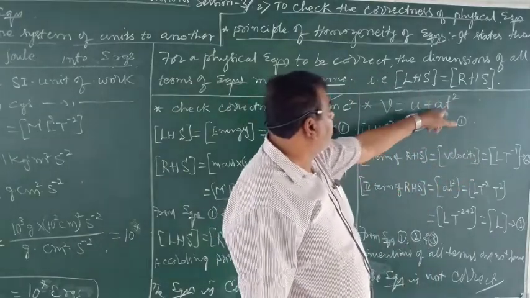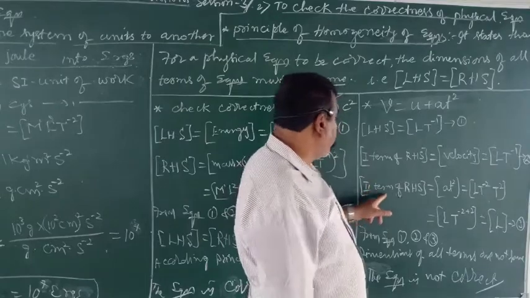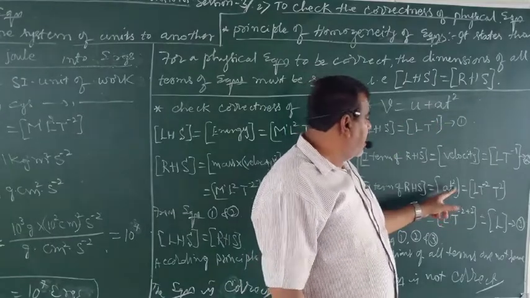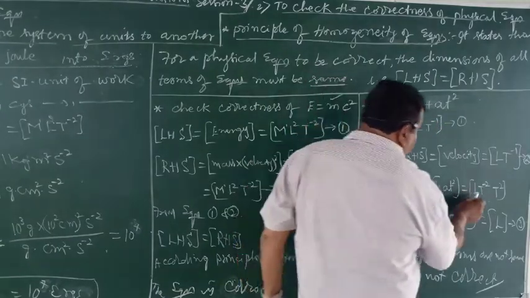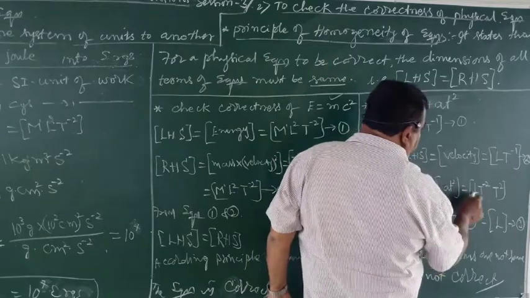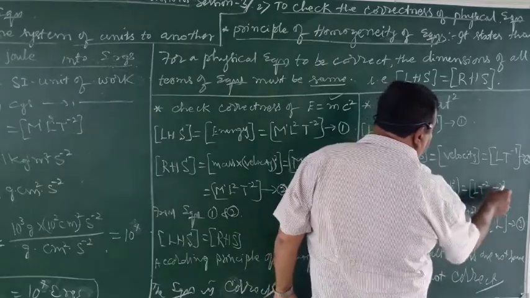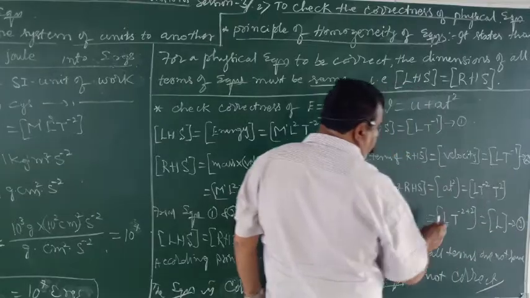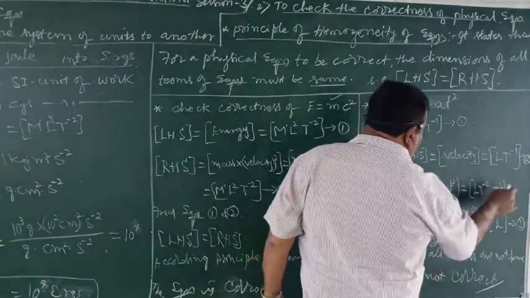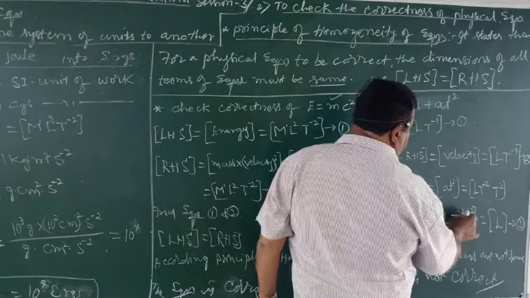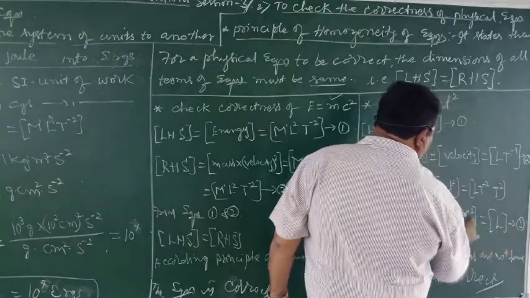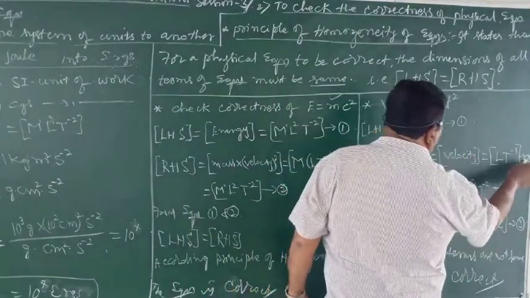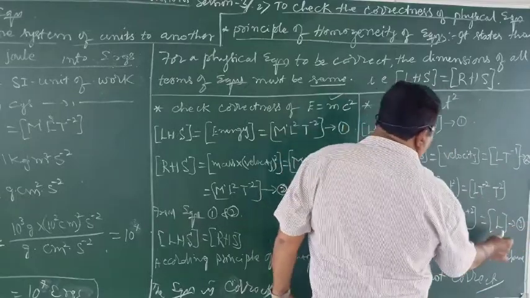Let us move to the third term of the equation. The second term of the right hand side is A T square, that is acceleration into time square. The dimensional formula of acceleration is L T minus 2. Time square, dimensional formula for time square is T square. If we simplify this further, this is L, base is same. If we add powers, minus 2 plus 2 becomes 0. Finally, we are left with length only. The time gets cancelled.